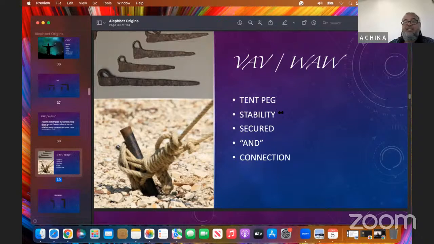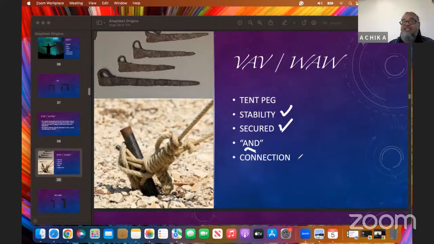So again, it brings stability to the tent. It actually secures it, and in grammar it means "and", it's for connection. So you guys know that, right? So it's making everything a connection. That's what this letter Hebraically is talking about. So the point that we're always trying to make sure you understand is that everything is physical, right? So things are physical, but everything functions, right?